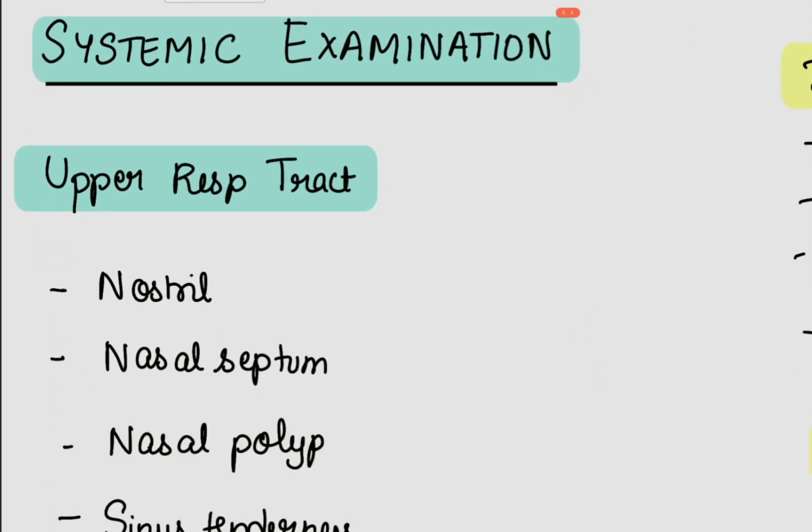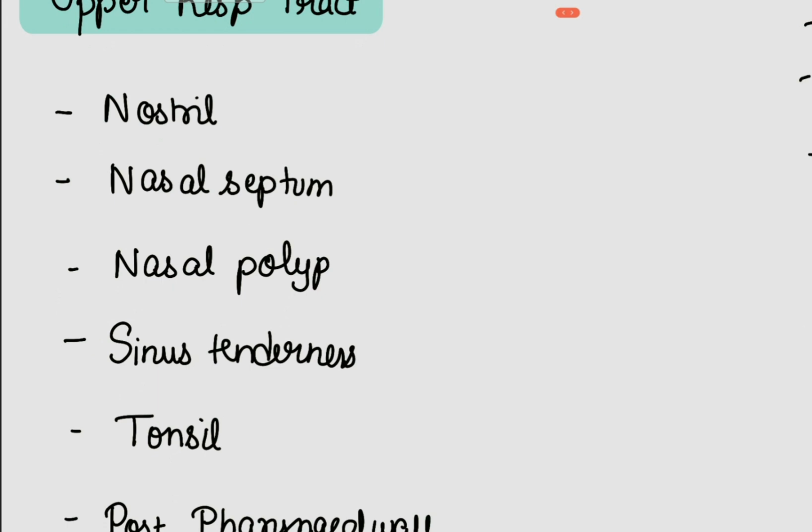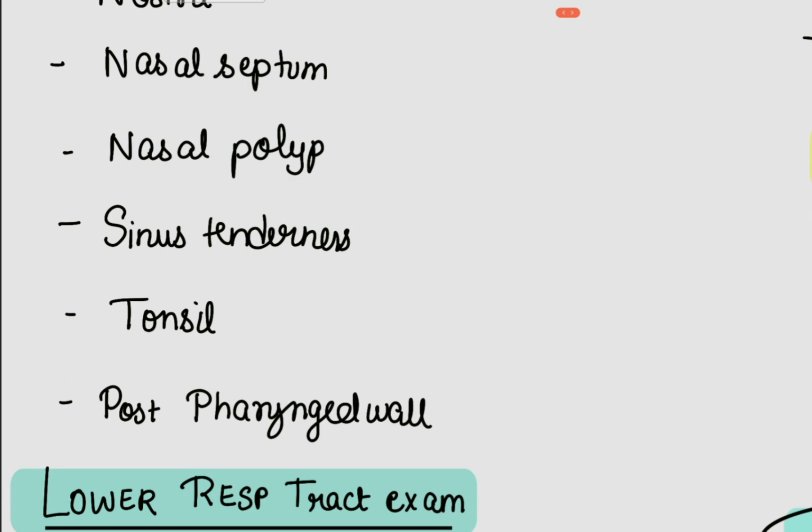From here, we have systemic examination. In systemic examination, the upper respiratory tract includes nostril, nasal septum, nasal polyp, sinus tenderness, tonsil, posterior pharyngeal wall. Without fail, mention this in your case chart.